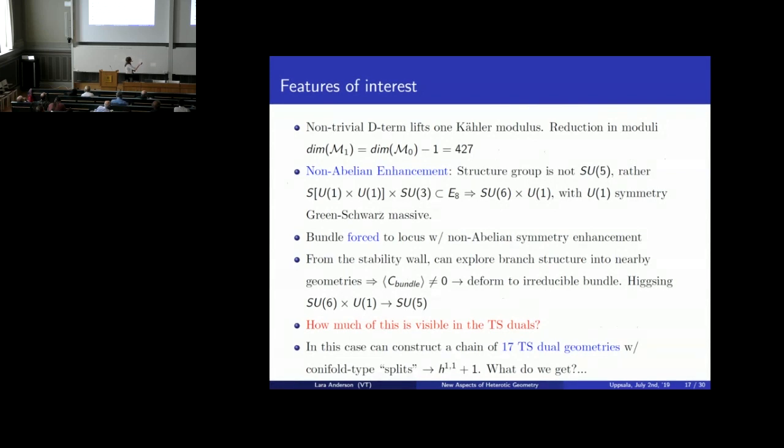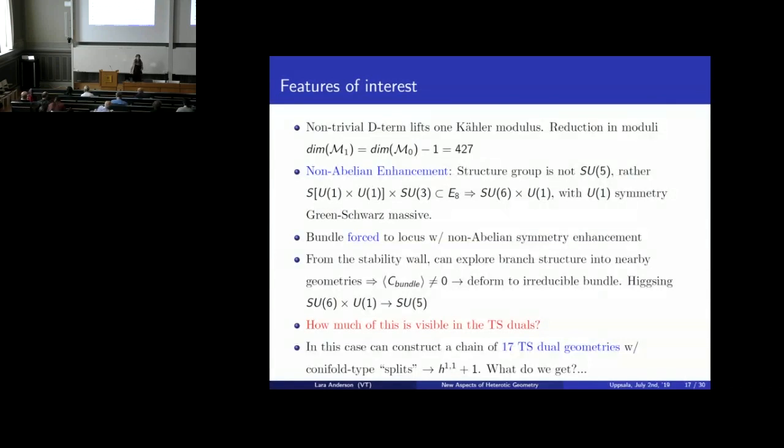Because the structure group of the bundle is reducible, you have S(U(1) times U(1) times U(3)). This factor here is self-commuting within E8, so this gives you SU(6) times U(1). The U(1) will be Green-Schwarz massive. The bundle is forced to the locus with non-abelian symmetry enhancement. And from this so-called stability wall, this sub-wall in the Kähler moduli space, you could try and actually deform this object in a rank-changing way by giving VEVs to bundle moduli such that you could, in the effective theory, Higgs this SU(6) down to SU(5).